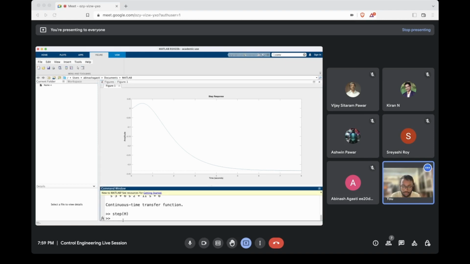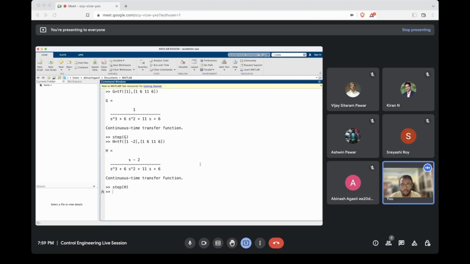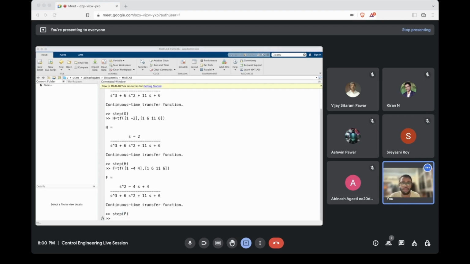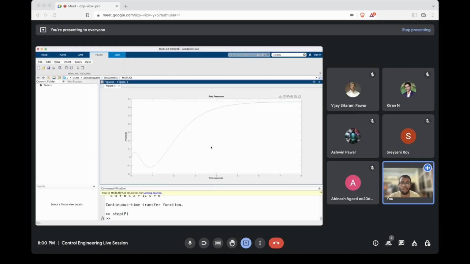Then next, if we take F(s) as the full transfer function, so let's see the step response. Yeah, is this clear? Is it visible?